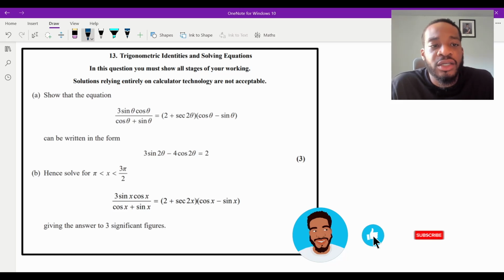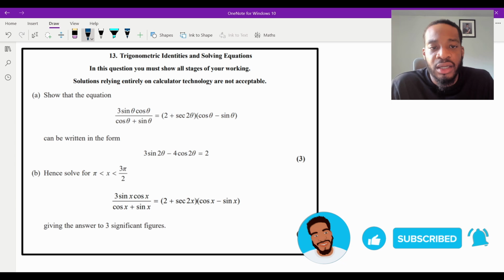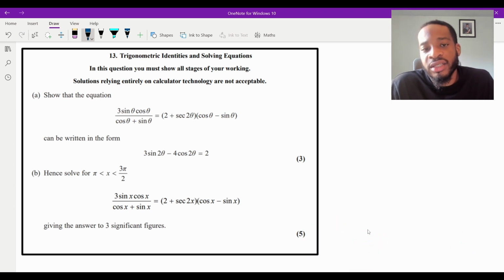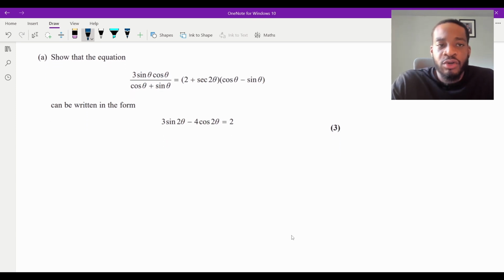Okay, so question 13 says, show that the equation 3 sine theta cos theta over cos theta plus sine theta is equal to 2 plus sec 2 theta times cos theta minus sine theta can be written in the form 3 sine 2 theta minus 4 cos 2 theta is equal to 2 for 3 marks. Okay, so I've just got it summarized down here. Now, the first thing I'll say with this question is that I can see it's to show that the equation, right?